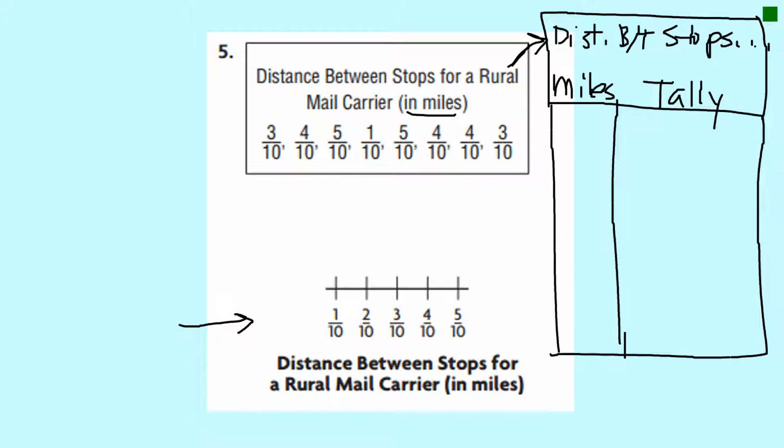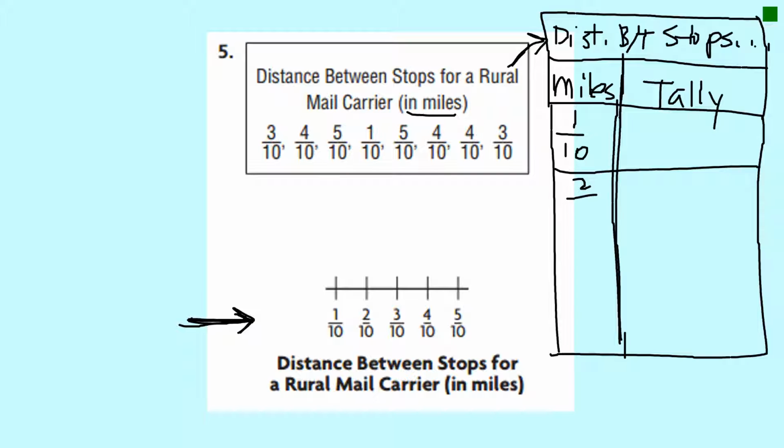So that's the title. And then the first column is for miles. And the second column goes with the tallies. So like I said, I'm going to use these numbers to help me with my tally table because they have them already nicely in order. So the mail carrier, some of them go 1/10 of a mile. Some go 2/10 of a mile.